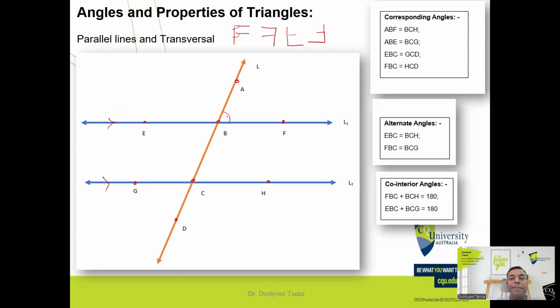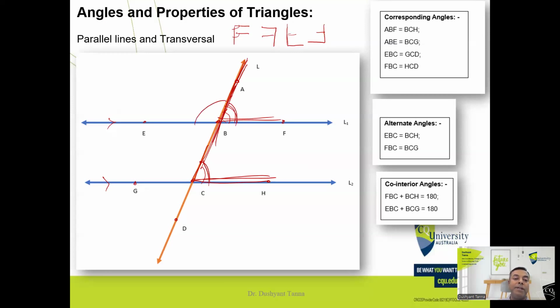ABF is this angle. And BCH. BCH is this angle. So you can see, I'm not drawing all of them. But as you can see here, these 2 are parallel, so these 2 angles are always the same. Okay, so here I talk about such a pair.